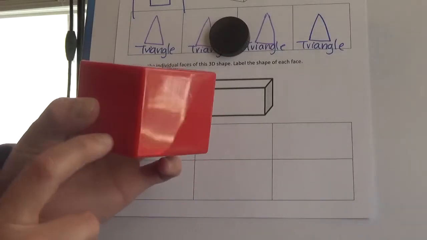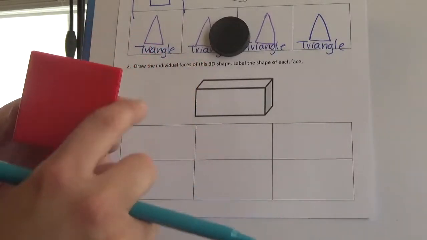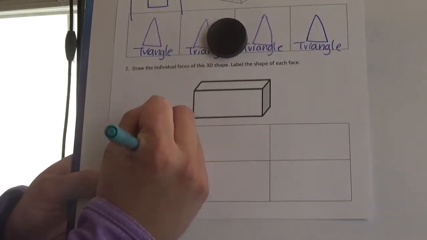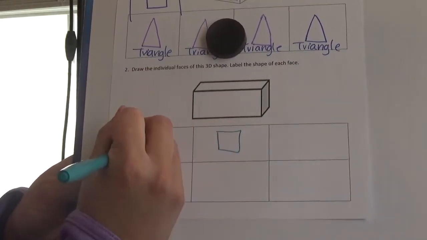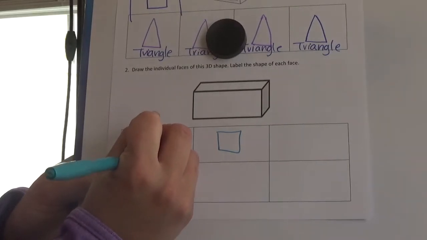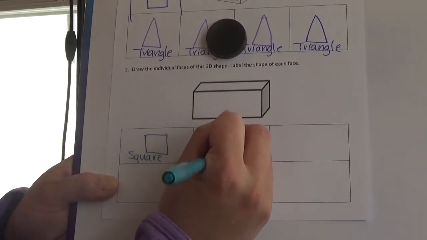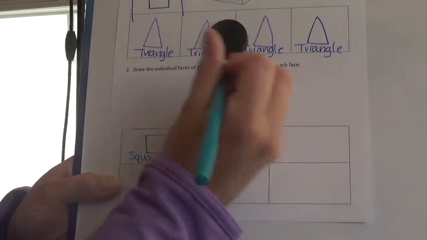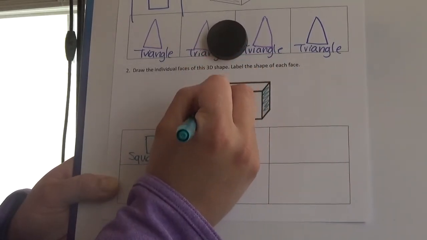So where my thumb is right here, this shape is called a square. I in fact have 2 squares. I have 1 on either side. So I need to draw it and label it. So here's the square, and the other square would be over here.